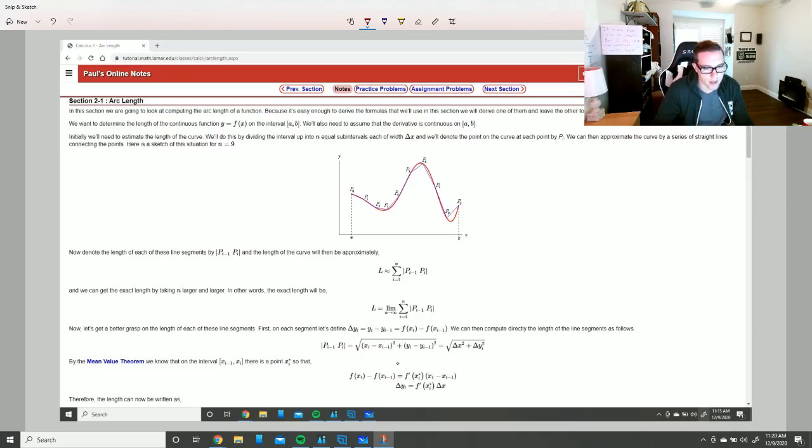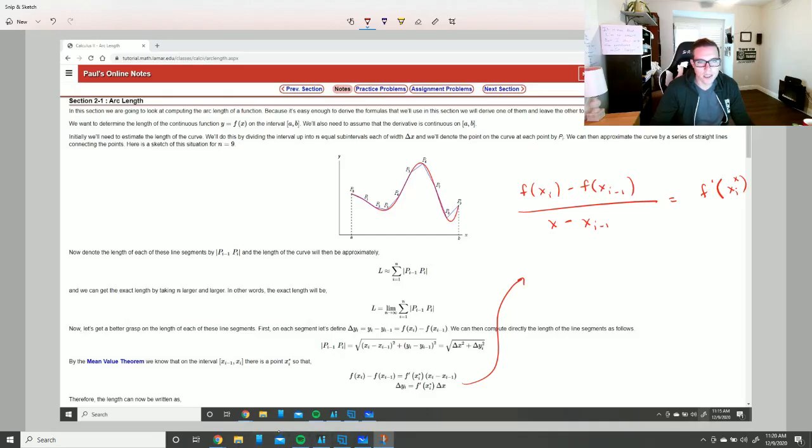Well, what are they saying here? They kind of skip a step, and I asked you about this in the discussion. Really, they're saying this: f of x sub i minus f of x sub i minus 1, all over x sub i minus x sub i minus 1, equals the derivative. Why are they allowed to do that? Where did this come from? This is the mean value theorem.